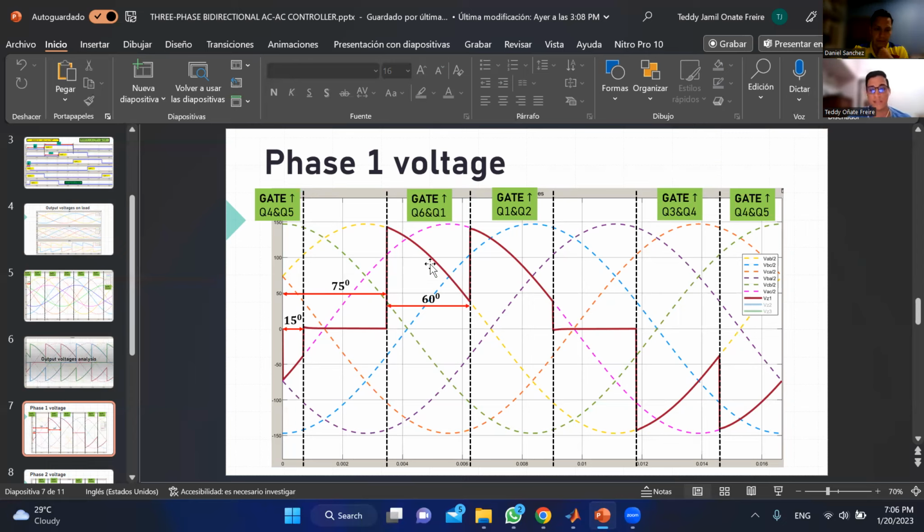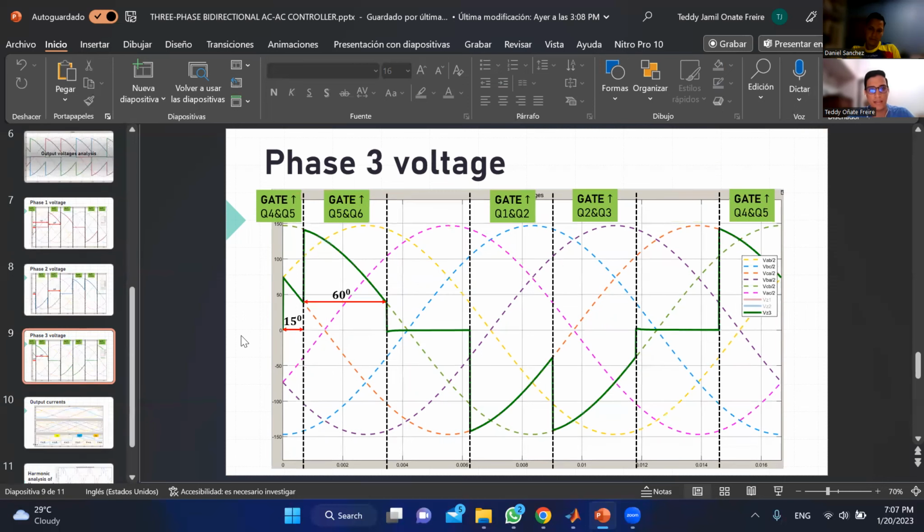Then we can see the pattern of the repeating sequence. For phase 1 voltage, we have the firing angle, and then we can see two positive peaks of the sinusoidal signal, and we can appreciate that each pulse width is about 60 degrees. Then thyristor number 1 is off, and then we can repeat the sequence. So thyristor 1 is again on, and we can see that now it has two negative peaks.